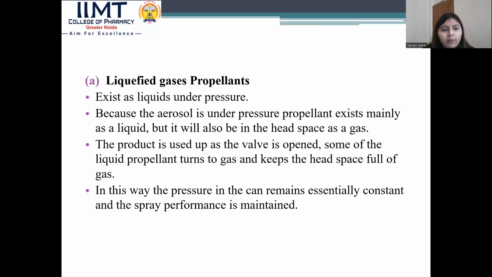What are liquefied gas propellants? These exist as liquid under pressure. Because the aerosol is under pressure, the propellant exists mainly as a liquid, but it will also be in the head space as a gas. The product is used up as the valve is opened. Some of the liquid propellant turns to gas and keeps the head space full of gas, as you see in the case of perfumes also. This is the same phenomenon. In this way, the pressure in the can remains essentially constant and the spray performance is maintained.